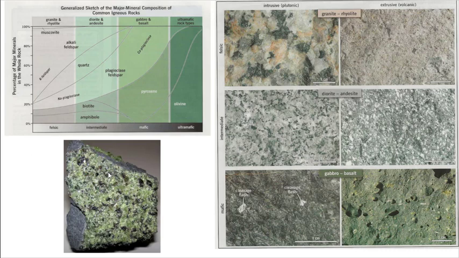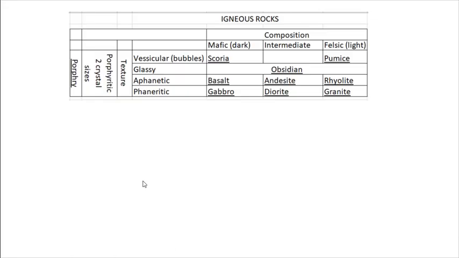So this works. Okay, let me show you the grid that I use, and if you're in the lab, I'm going to make this available to you. This might look worse, but it's actually better. And so across the top here, we've got composition: mafic if it's dark in color, intermediate if it's intermediate in color, and felsic if it's lighter in color.